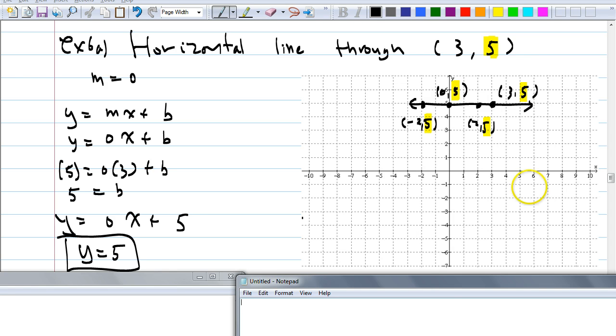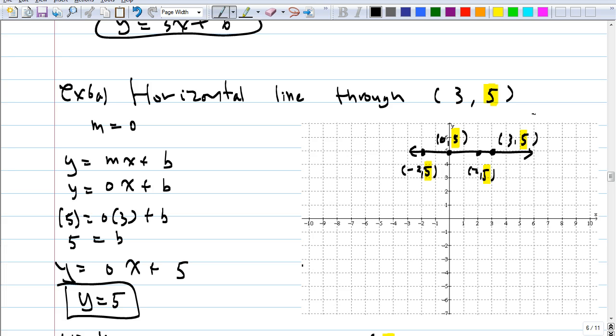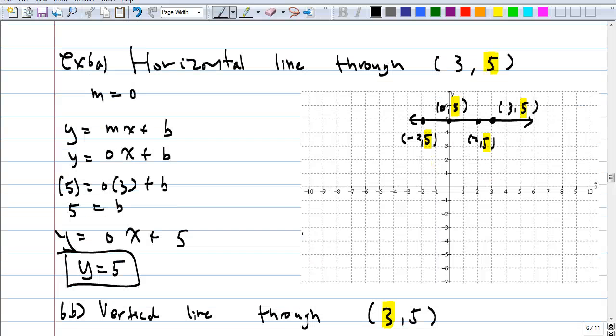Okay. So it's kind of helpful to draw the line if you want to, right? There's 3, 5. You draw a horizontal line through that, and that's what you get, right? So does that make sense? Do you see why we get y equals 5 for this equation? Any question on that? Does this make sense? What about this?